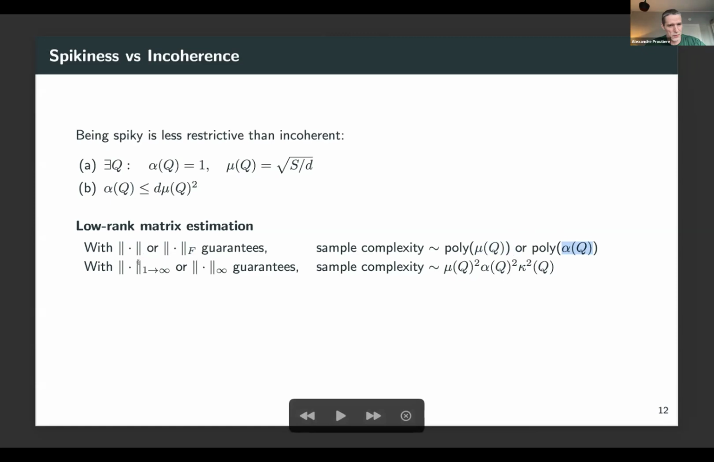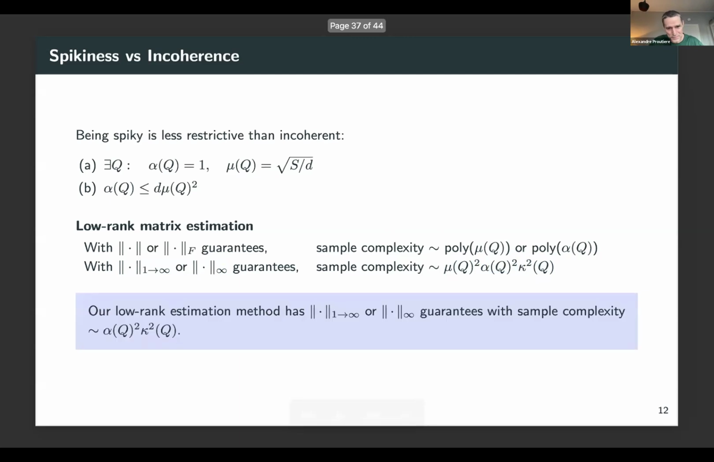Now, when it comes to the guarantees that we are interested in, like 1 to infinity or entry-wise guarantees, there is much less work on this. And all the existing works have a scaling that depends on the coherence squared of the matrix, the spikiness squared of the matrix, and the condition number squared of the matrix. So we try to essentially reduce this dependence and have better results.